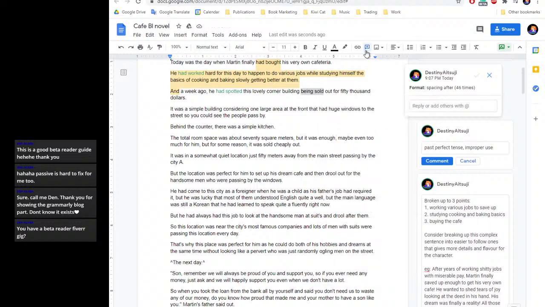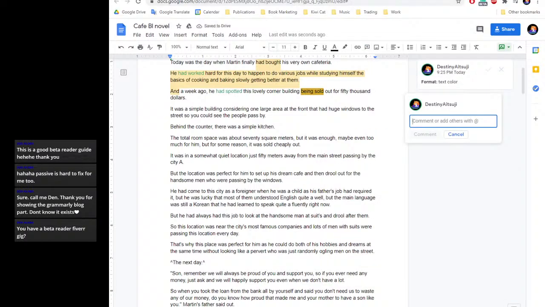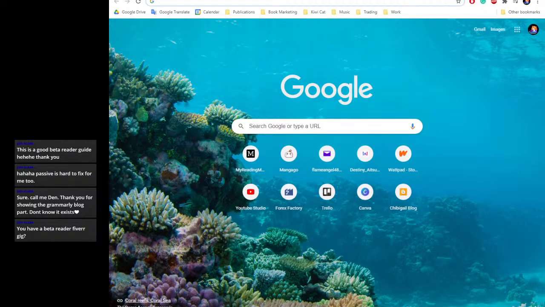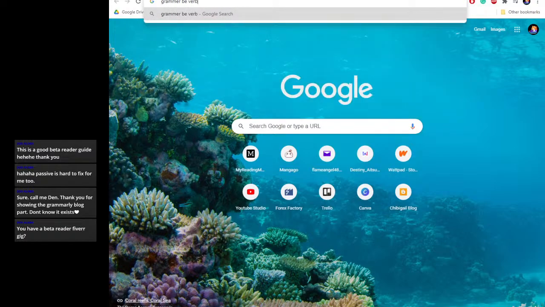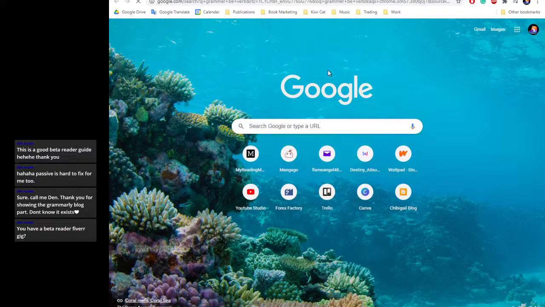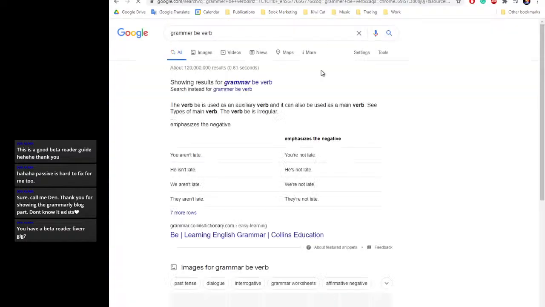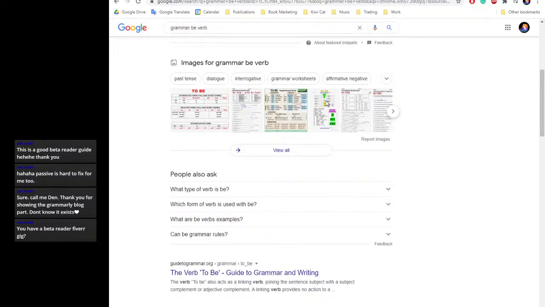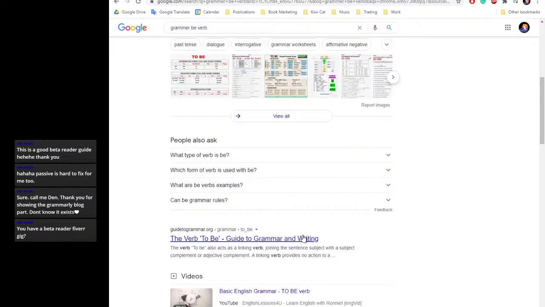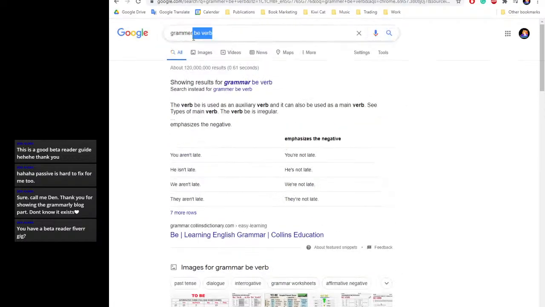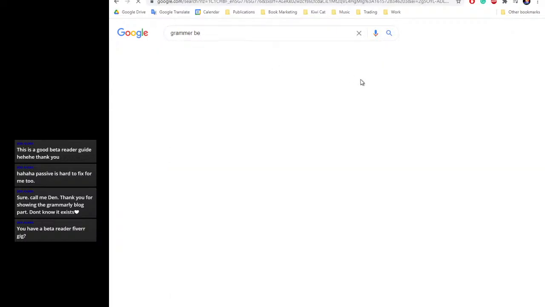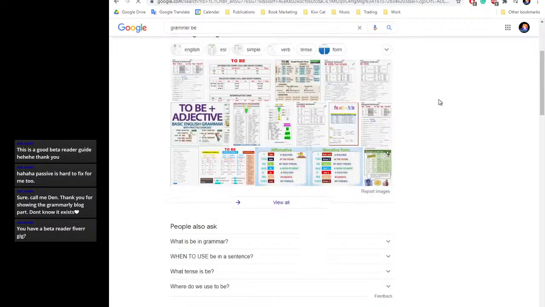How do I say this? Is it called be verb? Or is it if verb? Oh, what is that thing called again? Oh my god, my English. What verb to be? What was that thing called? Grammar. Okay, let's just do be. It's not be verb. What's that thing called? Oh my god.